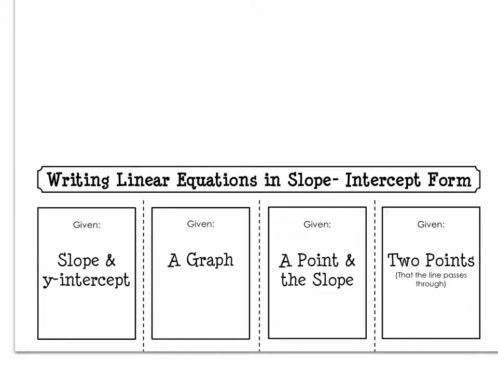Our last tab, our last foldable on this, is using 2 points that the line passes through. So if we have 2 points on a line, then we can write our linear equation in slope-intercept form. That's what we're going to do as our last part of this exercise. So open up that flap.